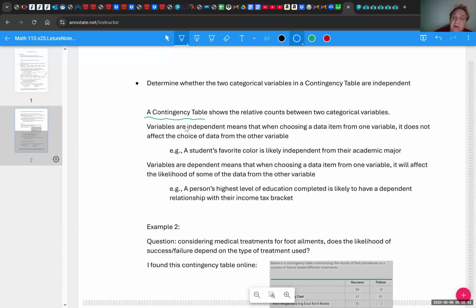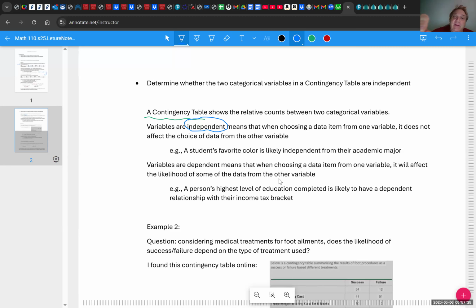So we say that variables are independent. That means that when choosing a data item from one variable, it does not affect the data from the other variable. My example here was a student's favorite color is likely to be independent of their academic major, right? What they major in college probably is independent from their favorite color. Maybe not, but I would guess that it is. It seems like it's probably independent because we can't imagine any reason why they would be dependent. By the way, we could take some data and use this test to see if we could refute the independence claim.